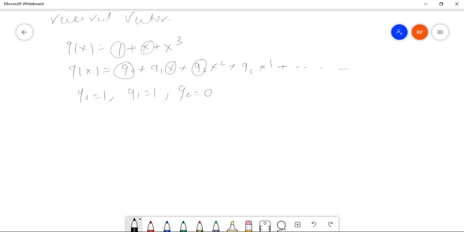And as I said, the g's will run up to 1 less than the highest power. The highest power of the generator polynomial is 3, so the g will run up to only g2, not up to g3. So g0, g1, g2 are sufficient for us.